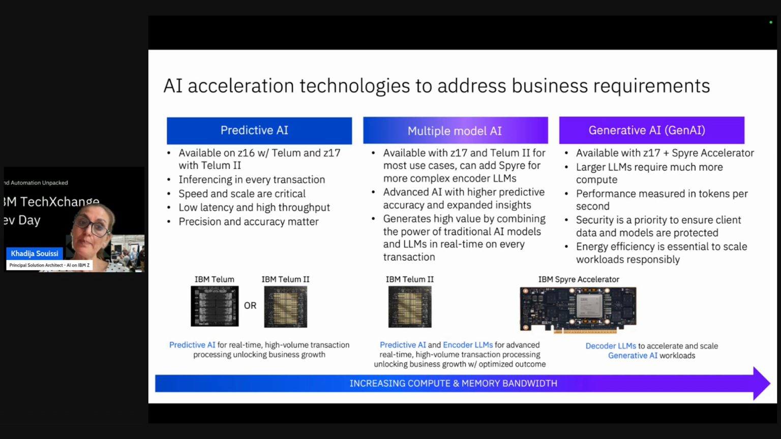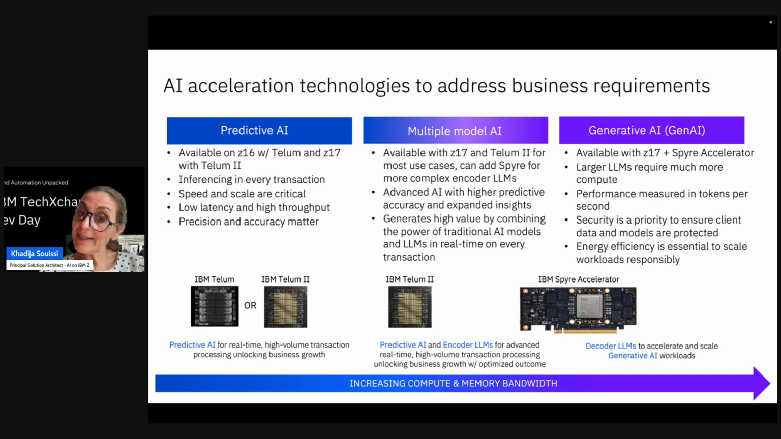And if we look back at the predictive AI, usually it has certain requirements, especially as we are introducing the inferencing in every transaction at scale. The bandwidth and the response time are going to be very important. We are expecting response times in milliseconds because the transaction cannot wait a long time. We have SLAs that we need to respect. And this is where low latency and high throughput are really important requirements, as well as precision and accuracy. And this is where the Telum technology is a very good fit to address those requirements.